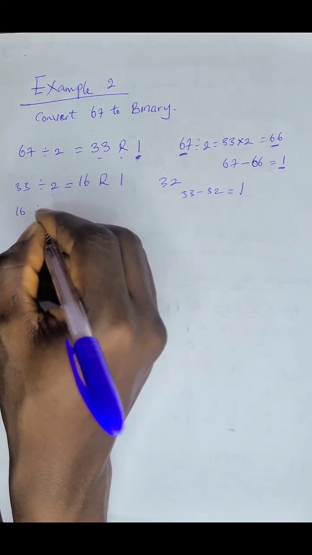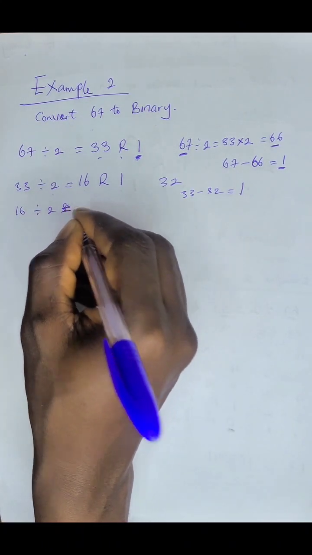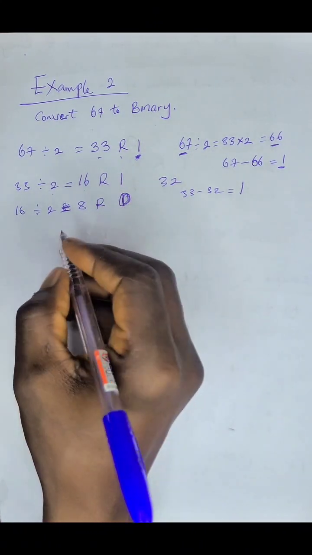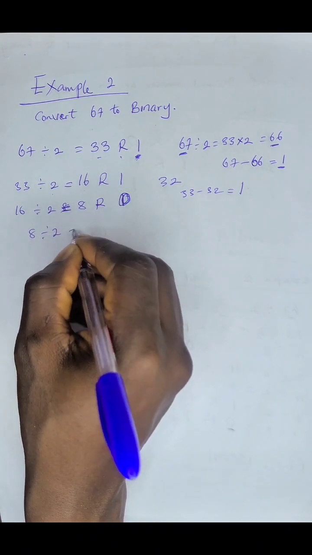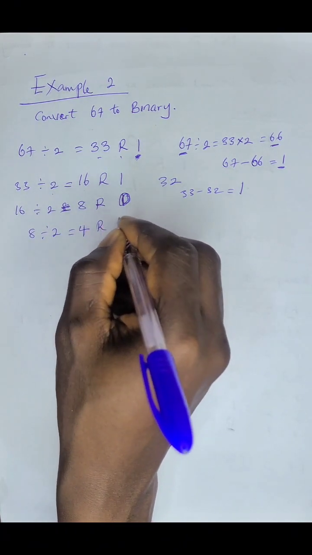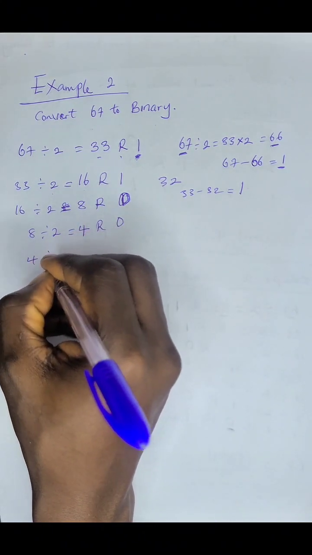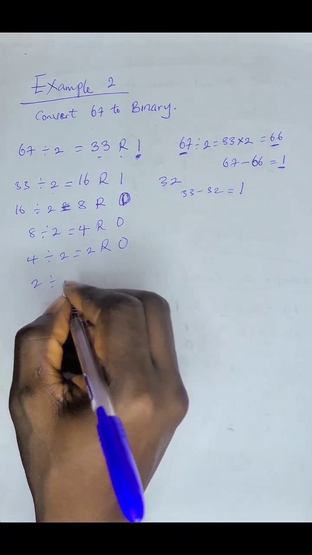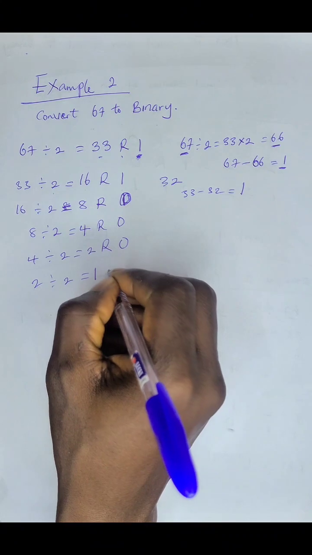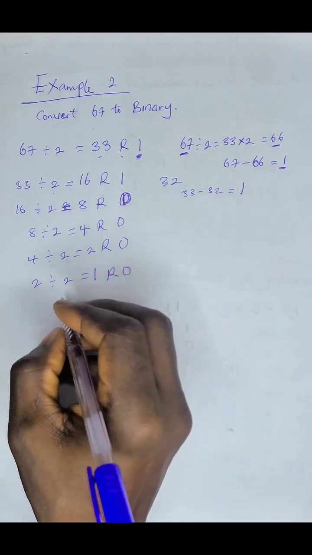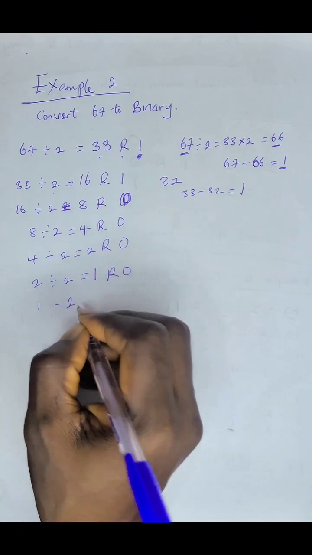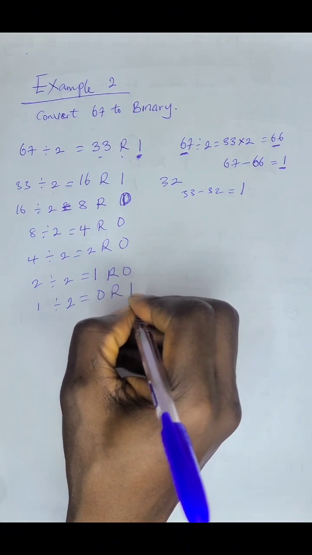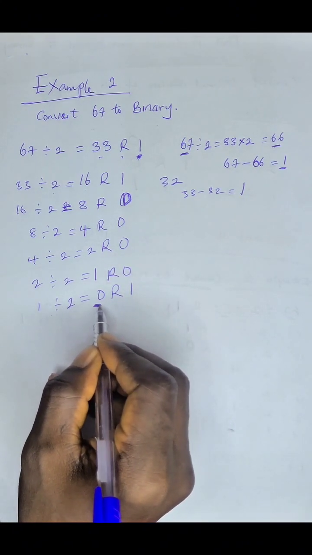Then the same thing. 16 divided by 2 will give you 8, remainder 0. 8 divided by 2 will give you 4, remainder 0. 4 divided by 2 will give you 2, remainder 0. 2 divided by 2 will give us 1, remainder 0. 1 divided by 2 will give us 0, remainder 1. So we have arrived at 0 here, so we are stopping.